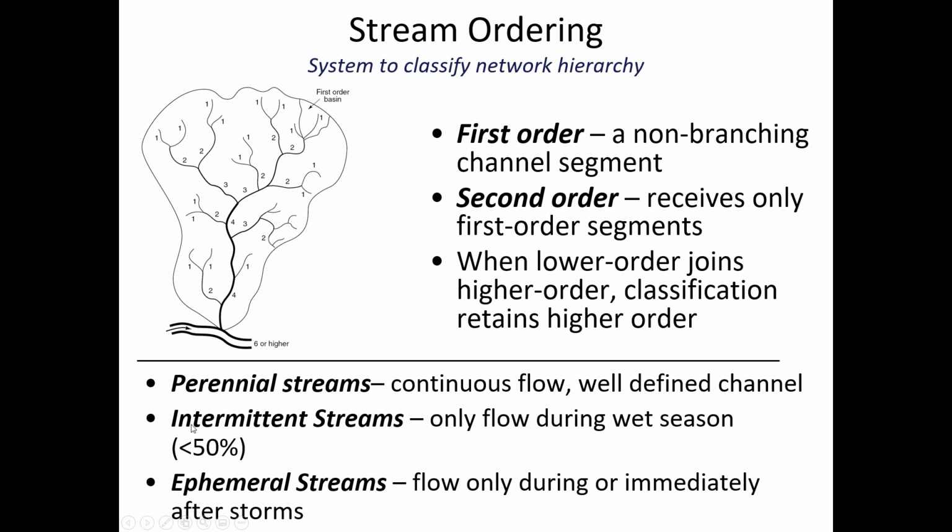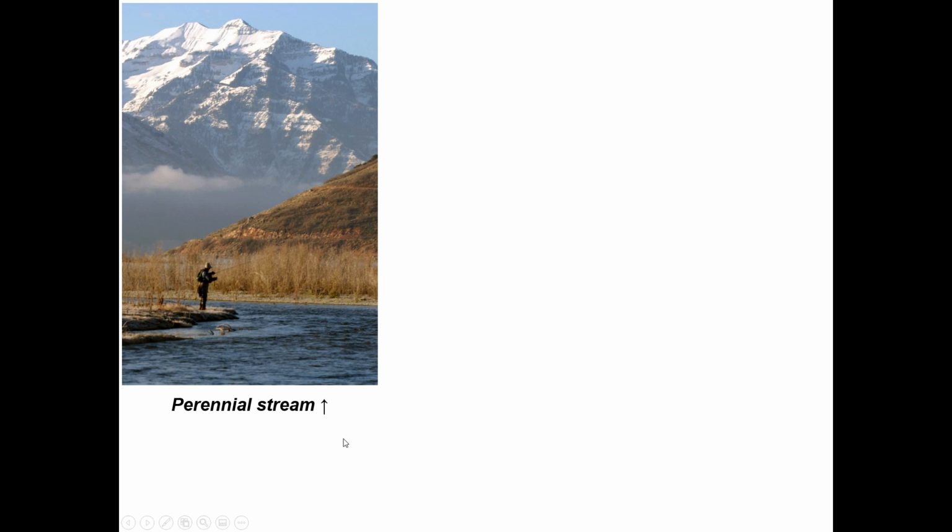And an intermittent stream is just kind of in between. You'd, during the wet season, have flow that stays in the stream between specific storm events, but then in the summer months or during dry periods, those streams would maybe be empty.